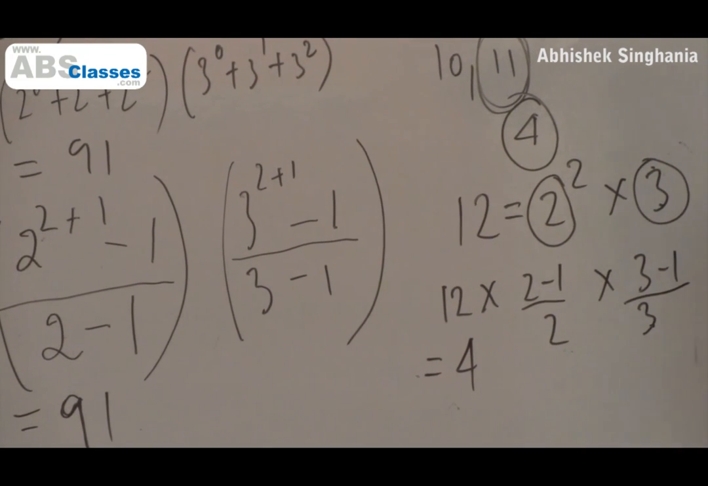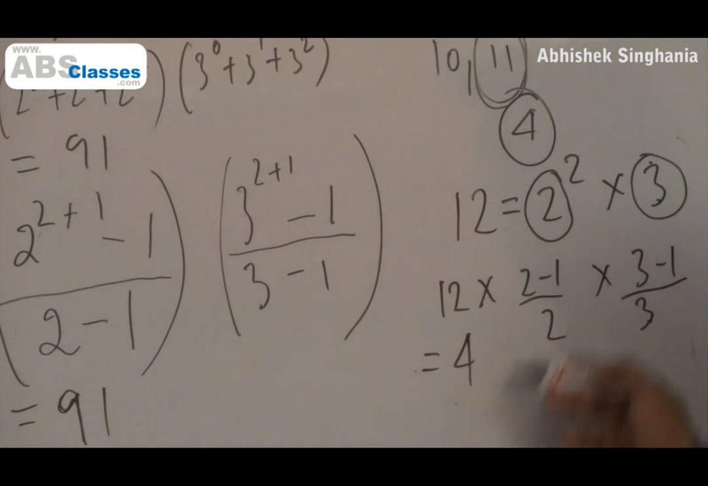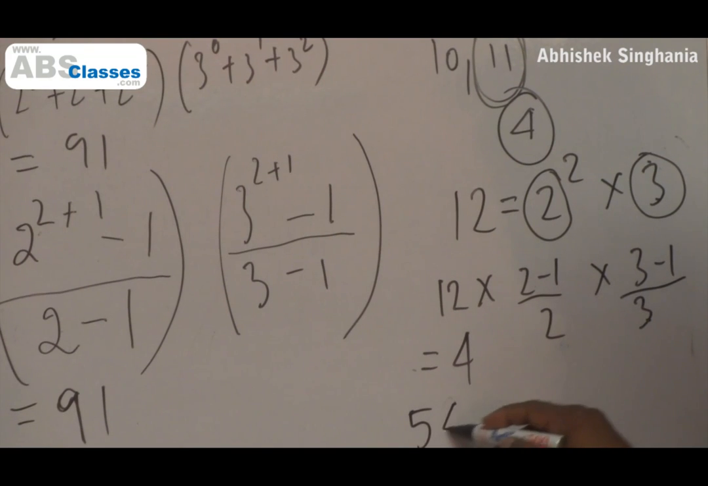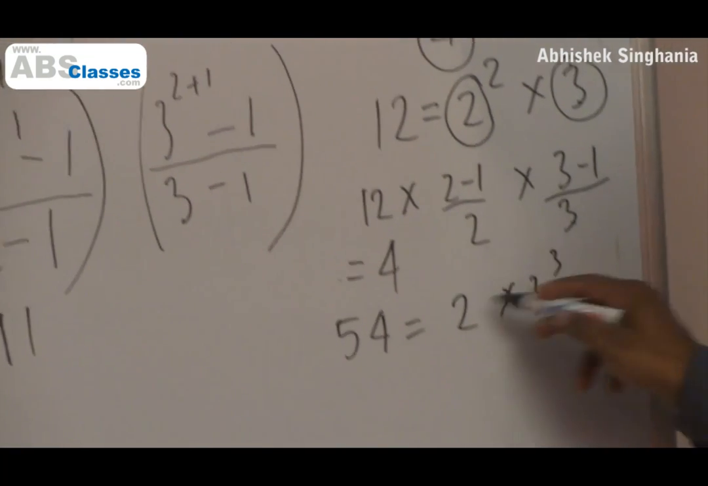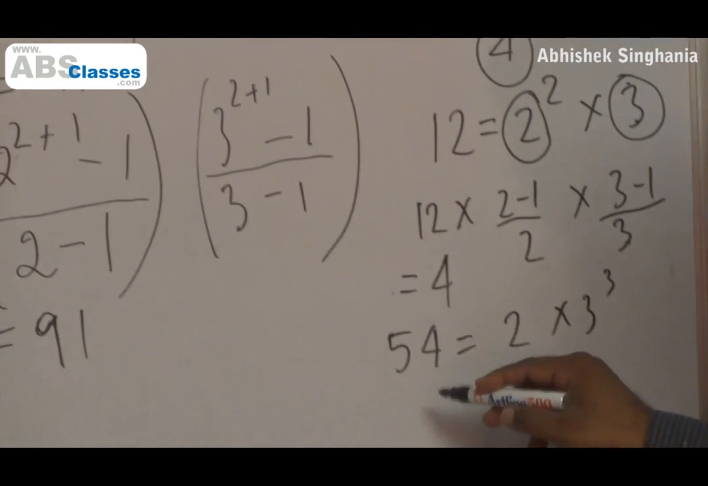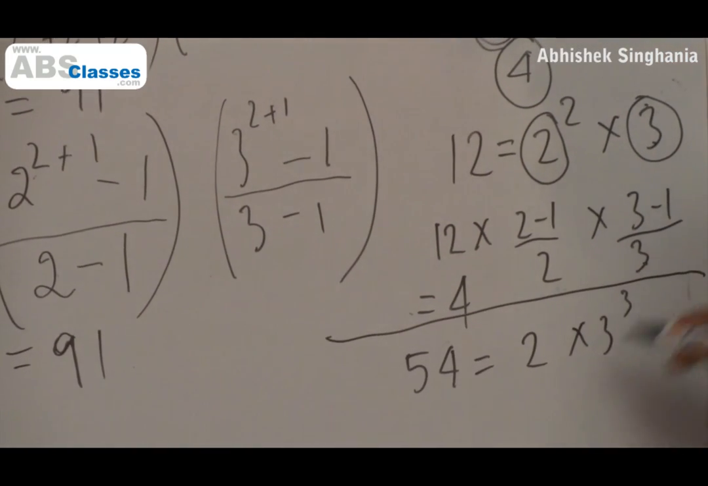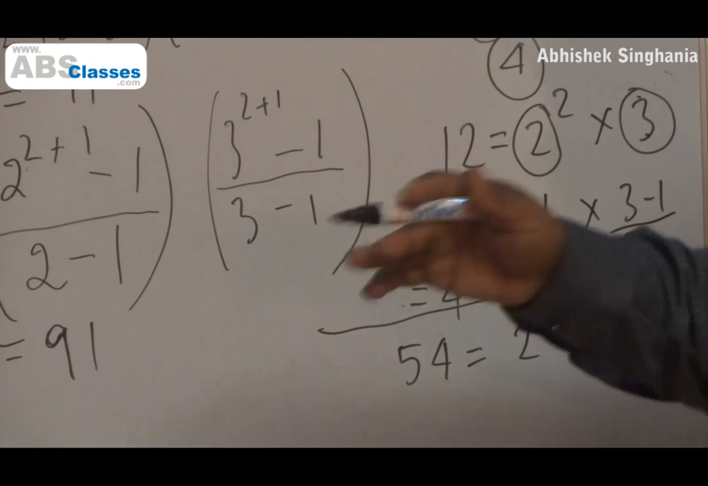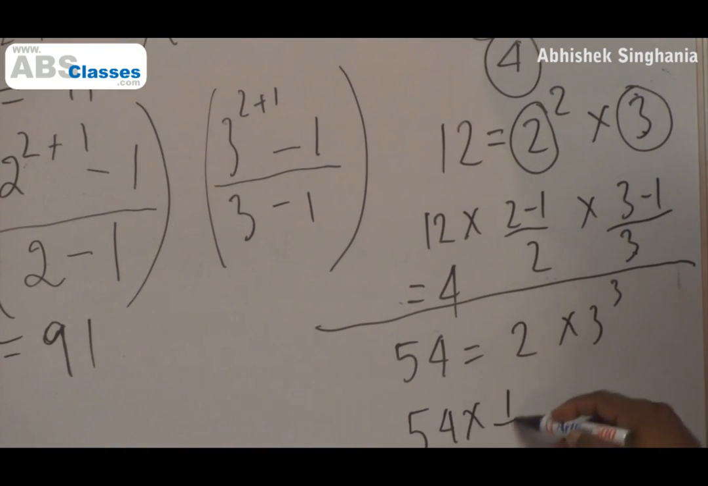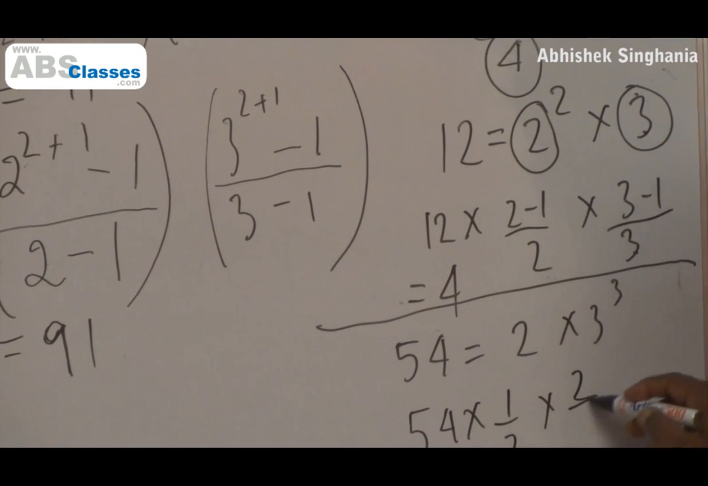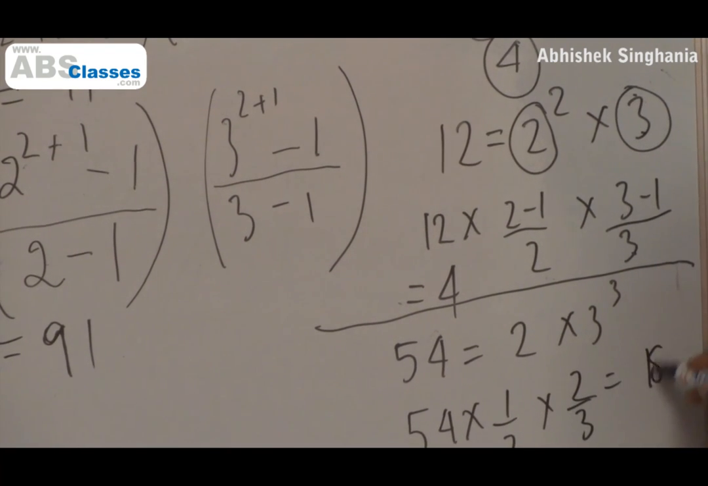Say for example, any number, say 54. 54 can be written as 2 into 3 cube, 27 into 2. So the number of co-primes less than 54, having nothing in common with 54, will be 54 into 1 by 2 into 2 by 3, which is equal to 18.